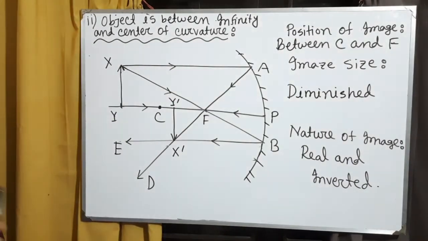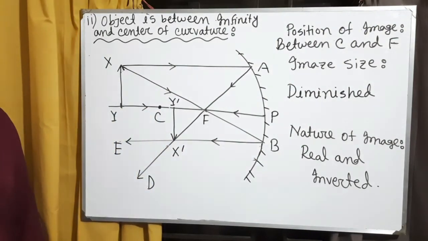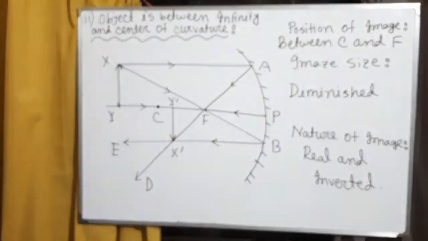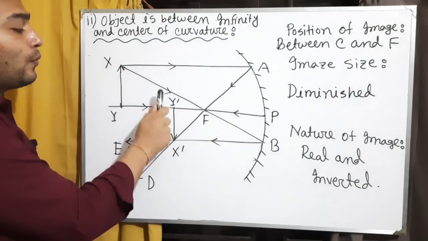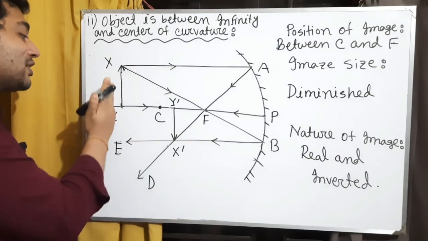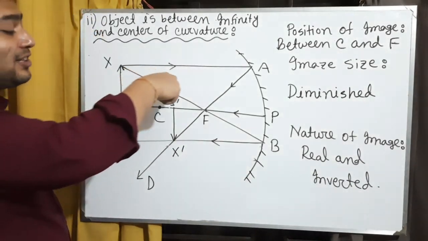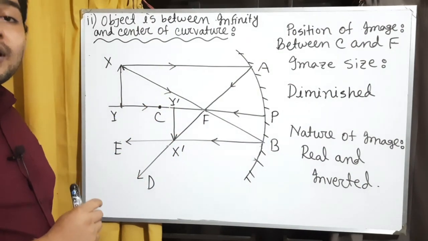Now a vertical line X prime Y prime drawn from the X prime to the principal axis will be the real image of XY. So from this figure we can say that X prime Y prime will be real and inverted. Here the direction of the object is upward and the direction of the image is downward. So this is called an inverted image.